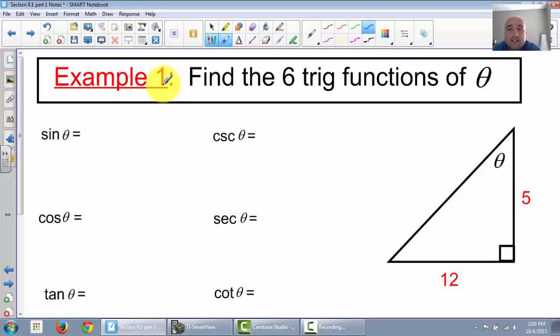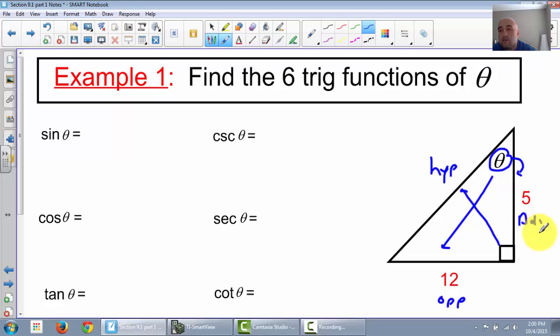All right, so it says find the 6 trig functions of theta. Here's my theta. And what we're going to do first is label our triangle. Across from theta is the opposite. Across from the 90 is the hypotenuse. And then next to theta is the adjacent. Okay, so we need to work with all 3 of these. The problem, though, is that we don't know the hypotenuse. We're going to need the hypotenuse to solve for some of these.